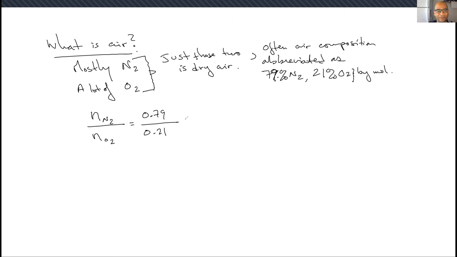If I carry this out, actually, let me rewrite this a little bit. Let me bring in the total, just introduce a new word. It's not going to change the math, but the number of moles of N2 I could say is equal to the number of moles of N2 over the total number of moles inside the box, and I'm going to divide this by the number of moles of oxygen divided by the total number of moles.